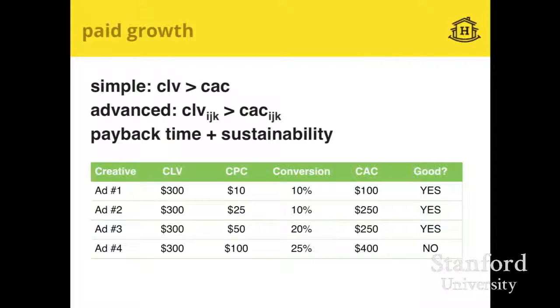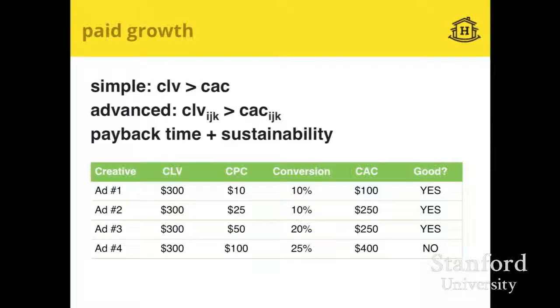So an example is, the slide here has an example. Say you run a bunch of ads, these are 4 ads, over 12 months, the customer is worth $300 to you. Each one of these ads, when you click on it, the CPC costs different amounts of money. And then when they click on the ad, they have to come to your site and sign up or buy something. And the conversion rates are different for all these ads.